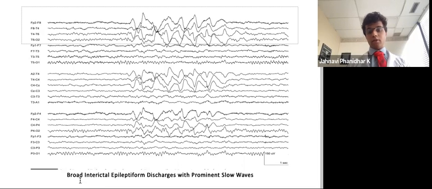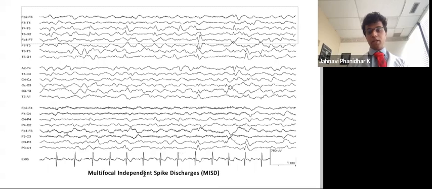And there are other interictal patterns like epileptiform discharges with prominent slow waves, like we can see here. In multifocal independent spike discharges, as we can see, there are independent spikes that are occurring in different foci, and they are independent in the sense that they don't occur at the same time.